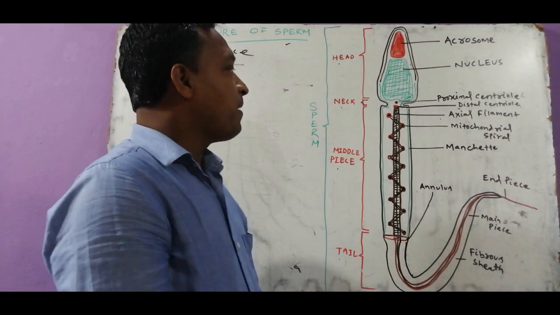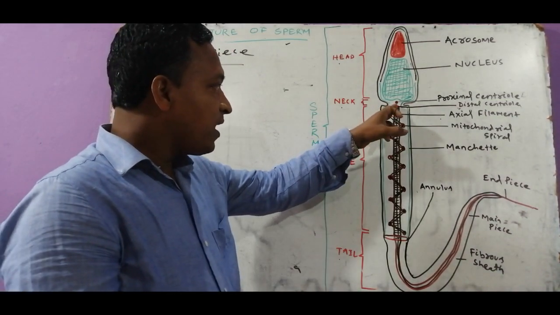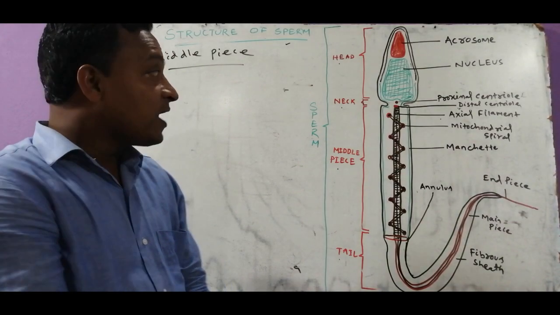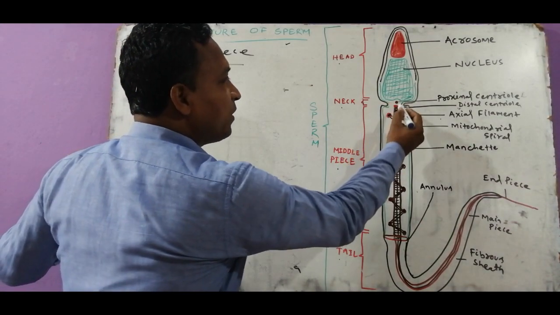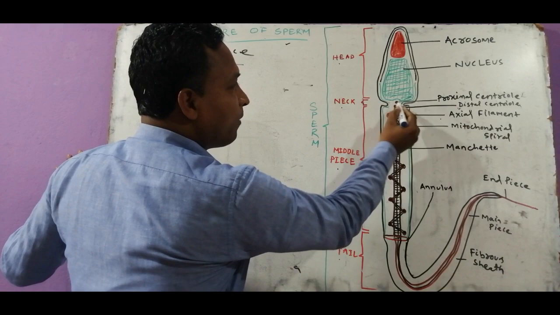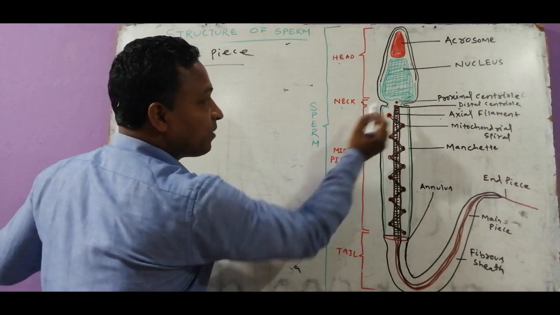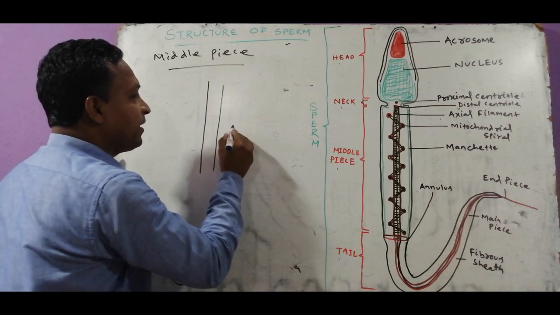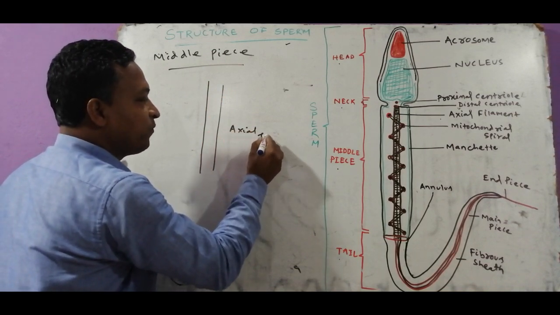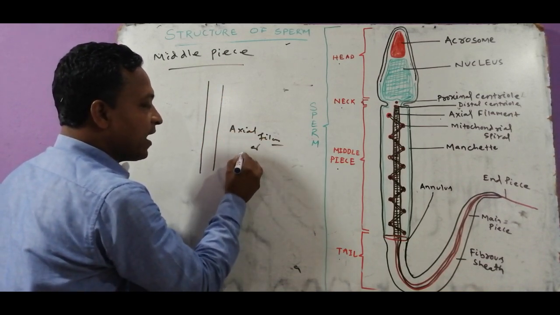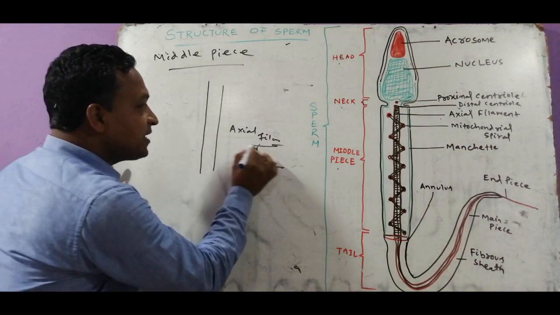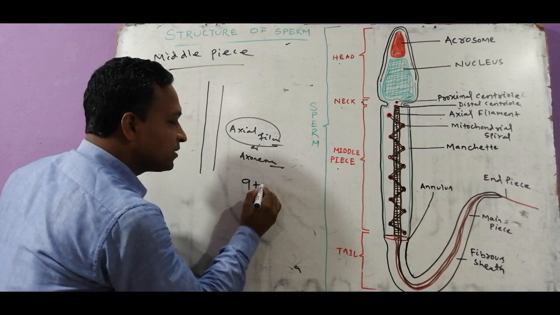The axial filament is present at the center. It arises from the distal centriole. The distal centriole of the neck part forms which filament? The axial filament, or we can call that the axoneme. Try to guess, my dear, this axial filament has how much, 9 plus 2 arrangement?